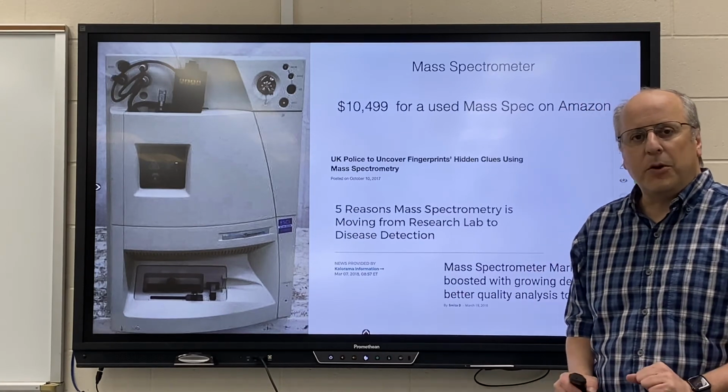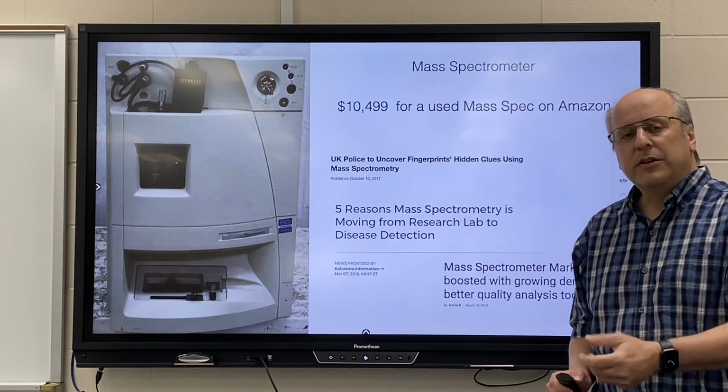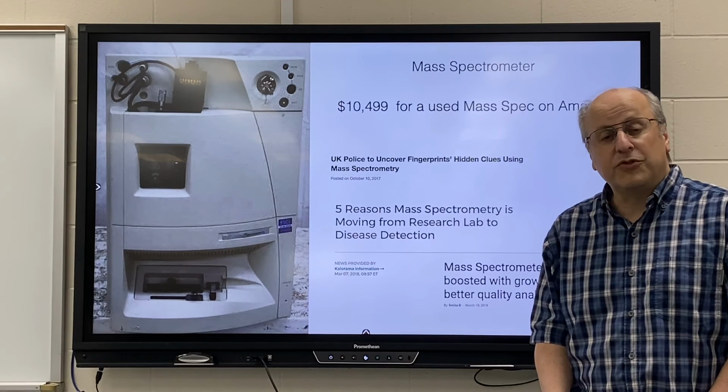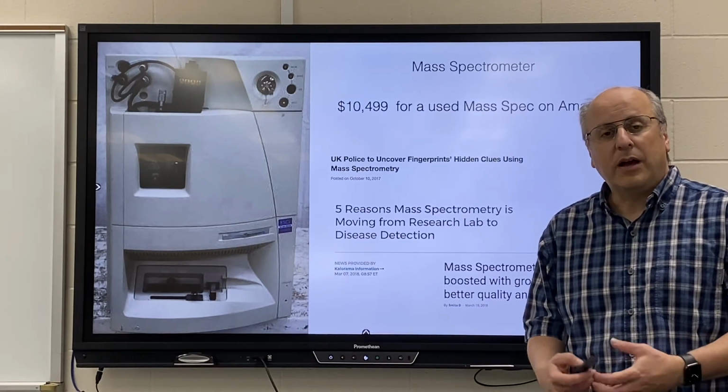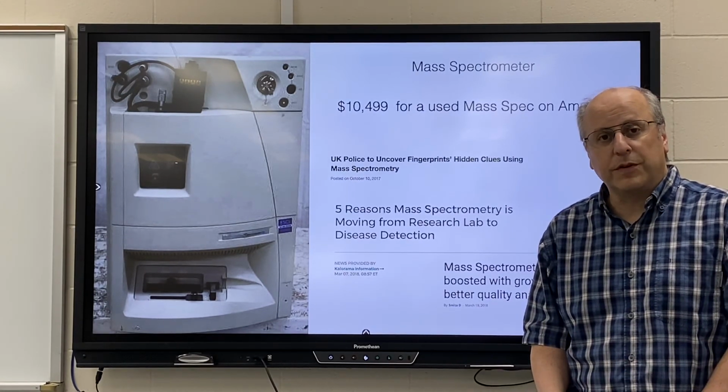Anyway, I hope you guys understood how this worked. There's a practice problem online for you to try to make sure that you can go through the math on your own for the mass spectrometer.